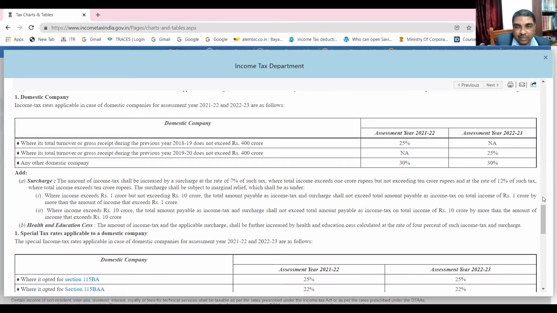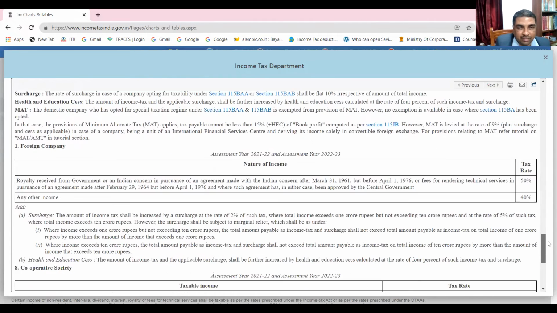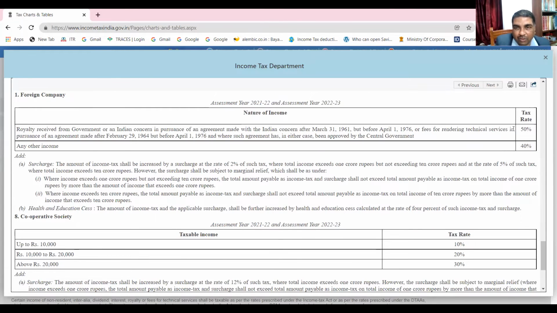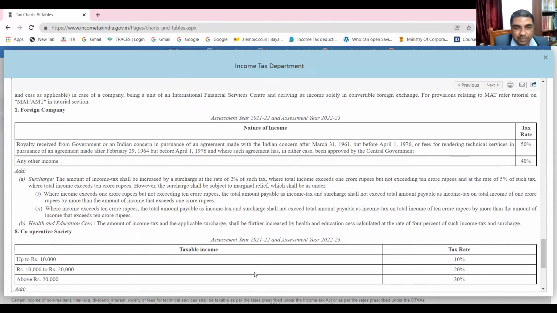I'm again showing you the tax charts on the Income Tax Department's website. Let me show you foreign companies. I suggest you always refer to the Income Tax Department website to verify things. Now you see royalty income, etc., 50%, other income, 40%. There are surcharges for companies, and the surcharge rates are different. I think it will be better if I show you the slides now.